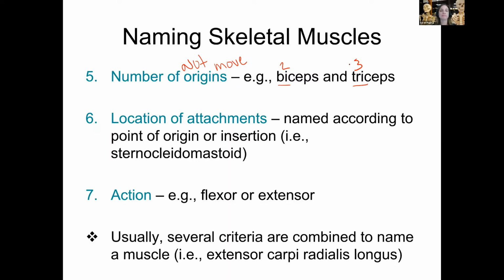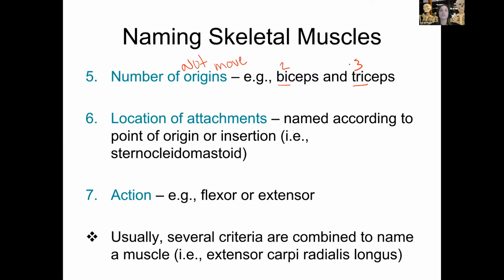Okay. And then last is the action. A lot of times, if you see the name flexor or extensor in the name of a muscle, you know what it's doing. It's either flexing or it's extending back out at that joint. Now, a lot of times we use, of these 7 criteria I just walked you through, a lot of muscle names have more than one of those criteria in them.